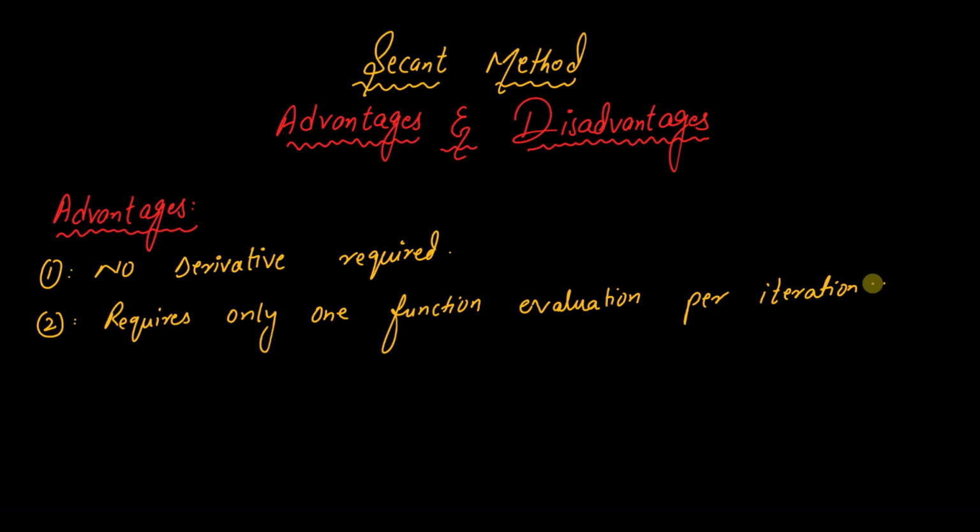With Newton-Raphson method, you need both the function and its derivative at every step, or you simply call it at each iteration. So here just one function evaluation per iteration is enough. That is faster and more efficient computationally.